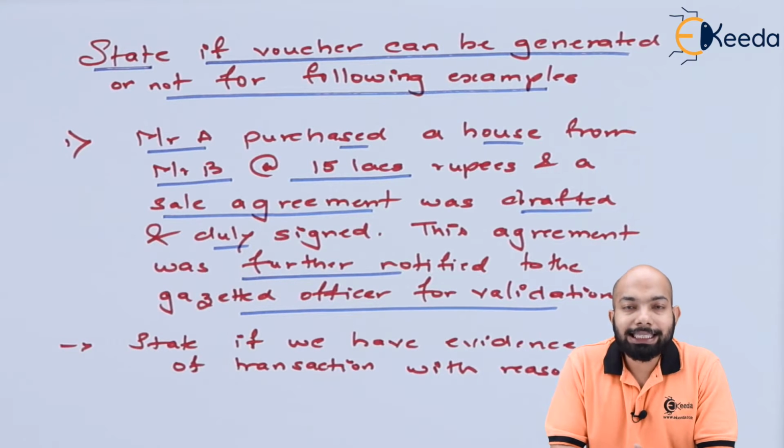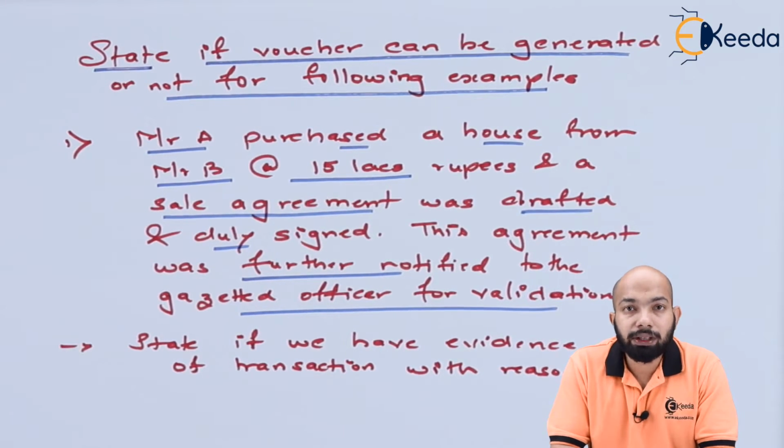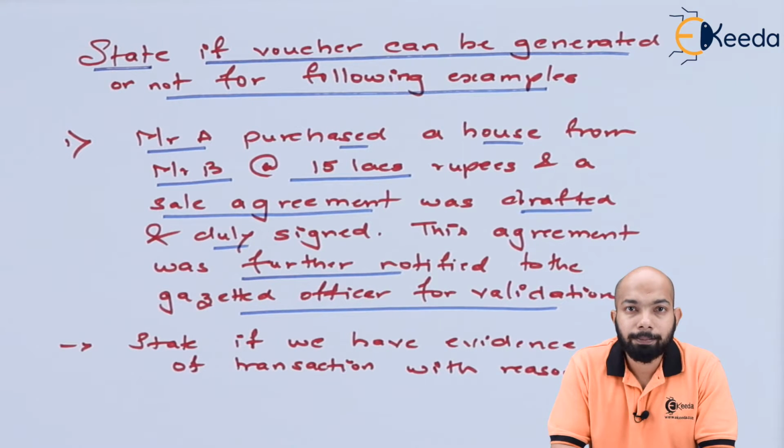So the example states that Mr. A purchased a house from Mr. B for rupees 15 lakhs. Now this specific transaction was drafted and duly signed under a specific sale agreement. Now when we have a sale agreement, this was further gazetted or validated by a gazetted officer. Now when we talk about duly signed and duly validated by a gazetted officer, we need to further check whether this specific transaction has specific documentation, or whether any documentation can prove this specific transaction or not. What do you think would be the answer?